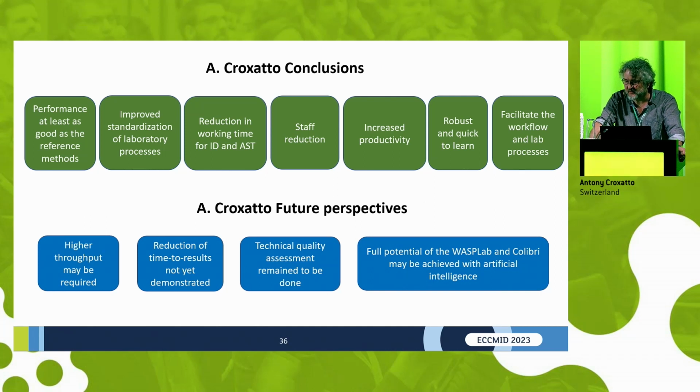Maybe future perspectives or investigations that should be done. Higher throughput may be required for some labs with very large volume. Reduction of time to result has not yet been demonstrated. And the technical quality assessment of the Colibri remains to be done, to assess the Colibri alone and not linked to AST or other ID systems. And very likely, the full potential of the WASPLab and Colibri may be achieved with artificial intelligence and systems such as the Phenomatrix stack. With that, I'm done, and thank you for your attention.